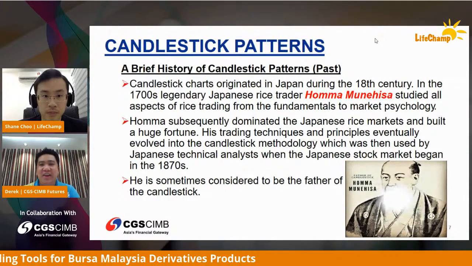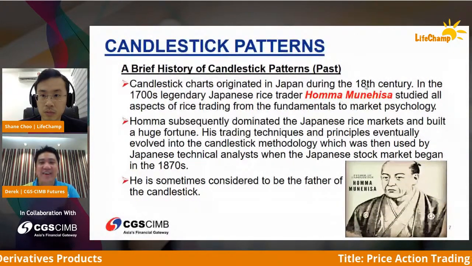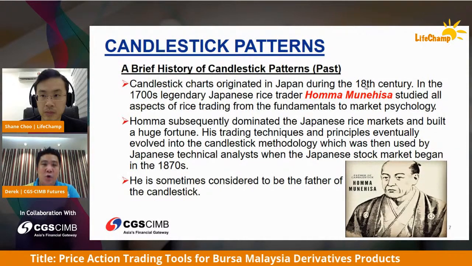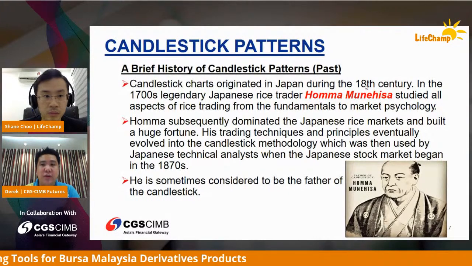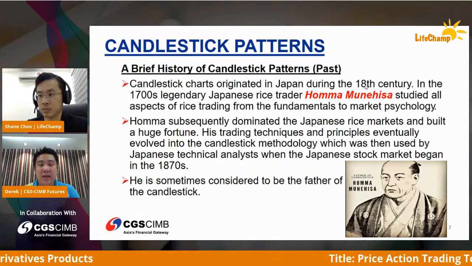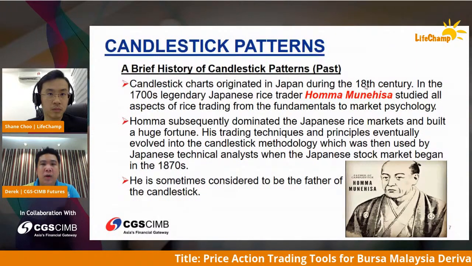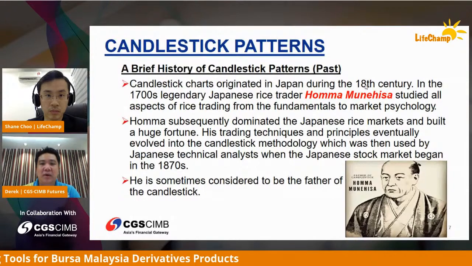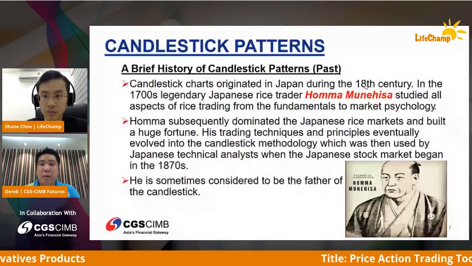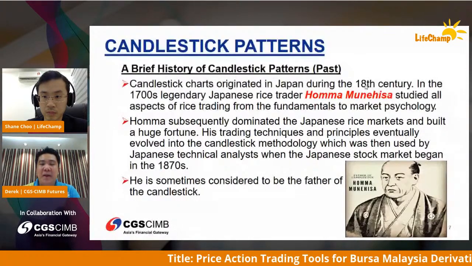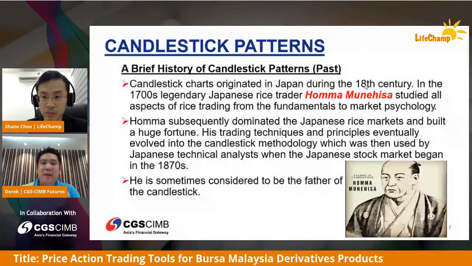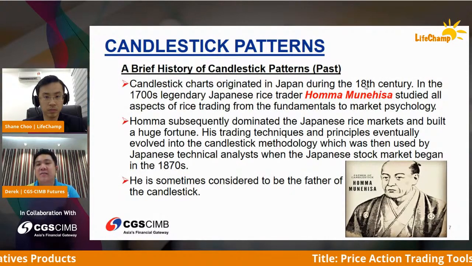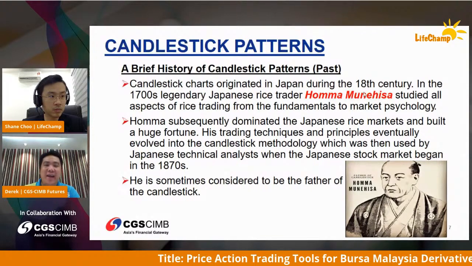This is how he looks. I'm really not too sure whether this is really him, because it was so long ago, in the 18th century. He subsequently dominated the Japanese rice market and built a huge fortune. As I mentioned, he was the richest person in Japan at his time. Because he was so successful, people tried to study his trading technique and principles, which eventually evolved into the candlestick methodologies that we see today. The Japanese used it to trade stocks when the Japanese stock market started in the 1870s. Sometimes he is considered the father of the candlestick. So this is a bit of history about candlestick patterns.